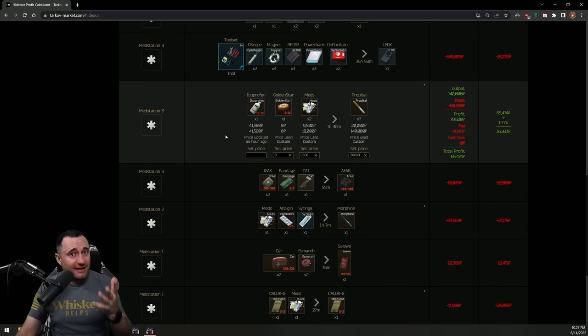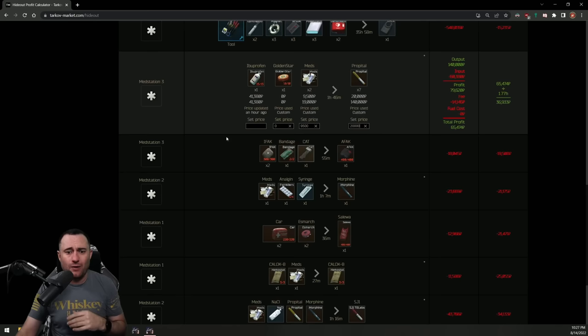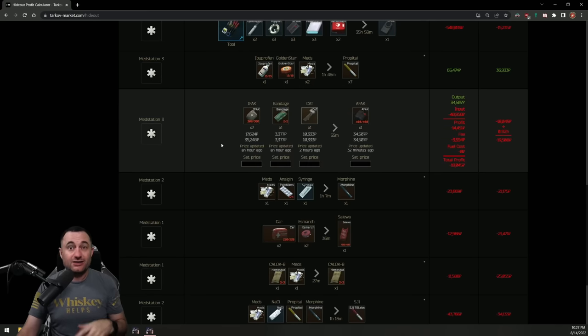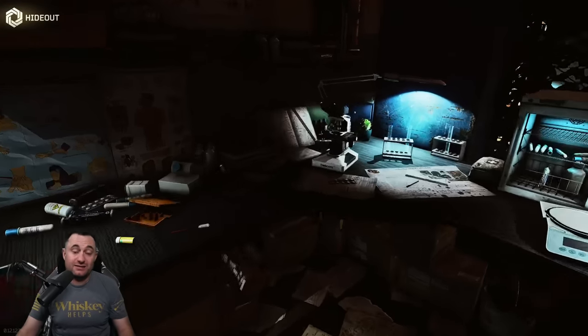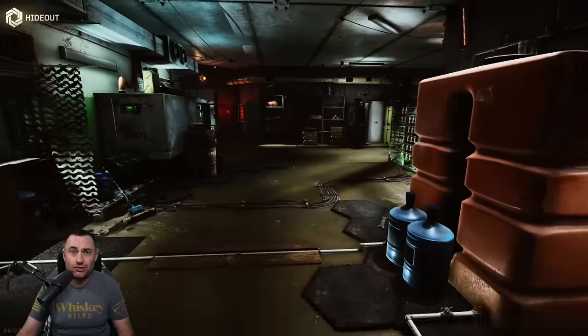And keep in mind that whole partial used med thing, that works for everything. IFAKs, if you have like 20 out of 300 IFAKs or whatever, you can use those to craft AFAKs and actually make money. But with that out of the way, let's get to the other really kind of good module.